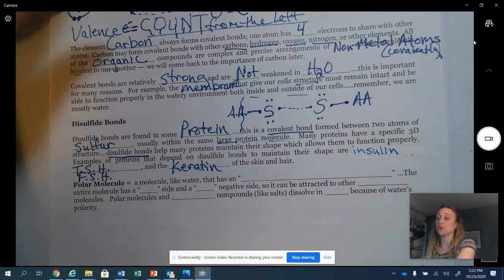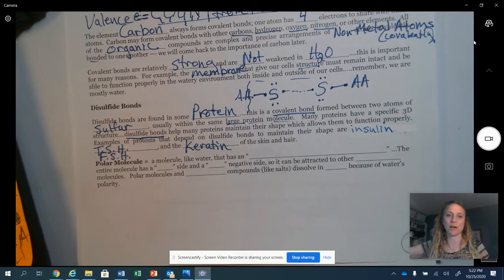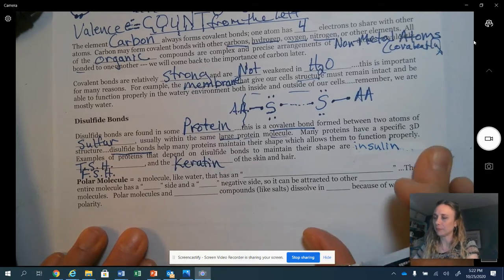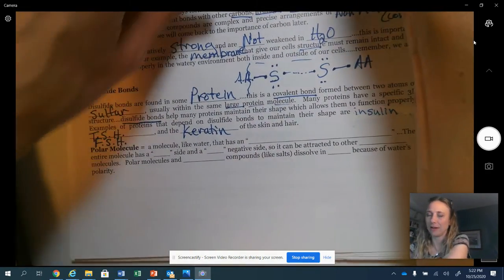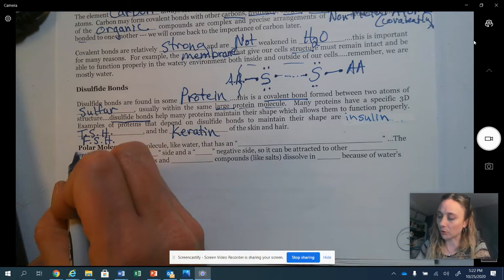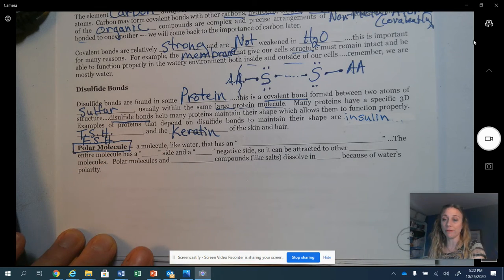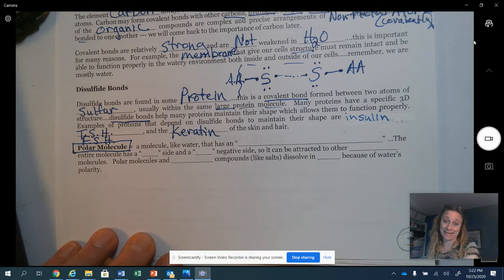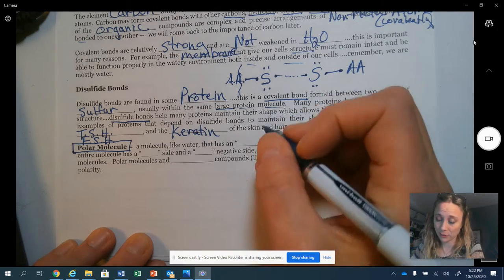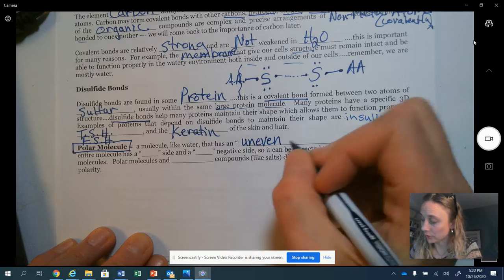Those are covalent bonds. Now you can have covalent bonds that aren't equally sharing electrons. Okay. It's kind of like shared custody. Maybe you spend more time at one parent's house than the other. I don't know. Not everything in life is totally fair. So we call it a polar molecule because it's polarized. One side has electrons more often than the other. So it kind of gives it a slight negative charge. All right. So we're just going to give it an uneven electron sharing.